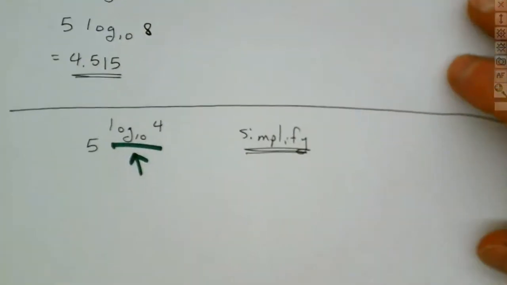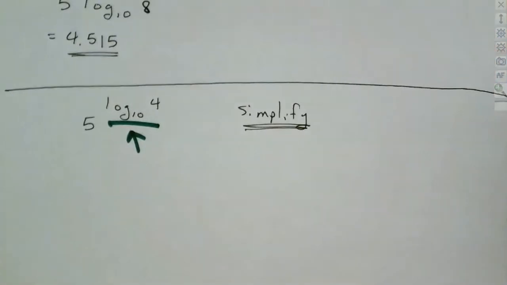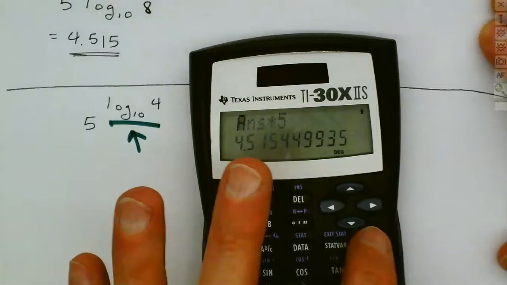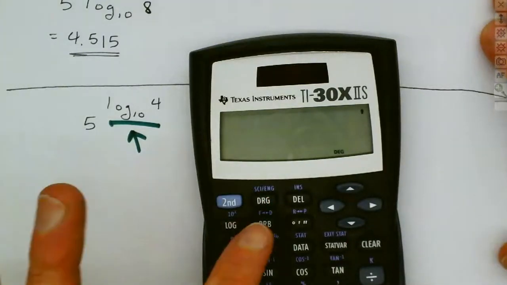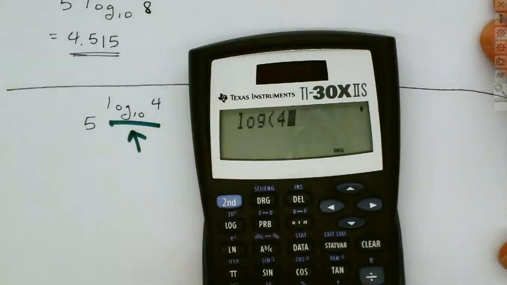And you can either keep it stored in your calculator or you can write it down. Either way. So first thing I'm going to do is the log base 10 of 4. So I'm going to do the log of 4. And that gives me that.